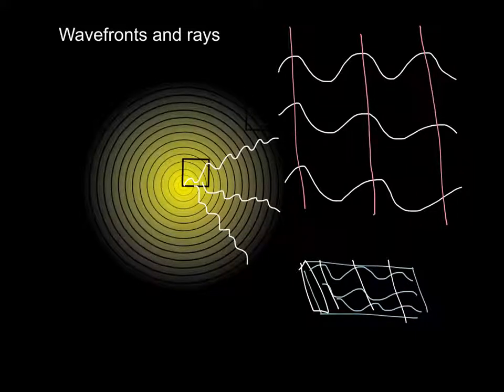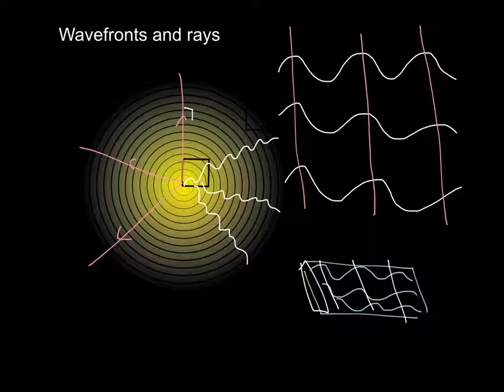Now another idea that's very, very useful is that of a ray. And the idea of a ray is that it shows us where the wave is going. And to determine a ray, all we need to do is know the wavefront. So if these are the wavefronts, where's the wave moving? Well, obviously, this way, and this way, and this way, and this way. So we can just draw that with a little arrow. And these little arrows are the rays. And notice that the rays are perpendicular to the wavefront.